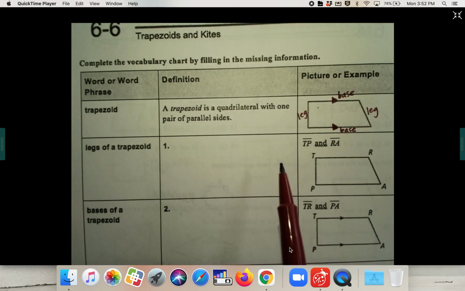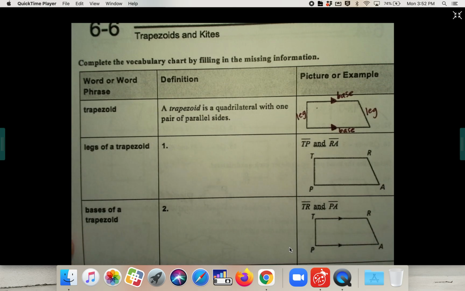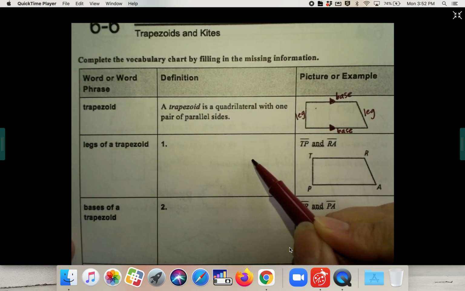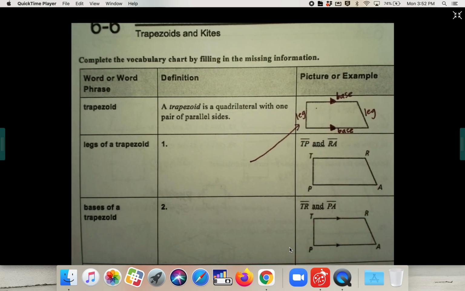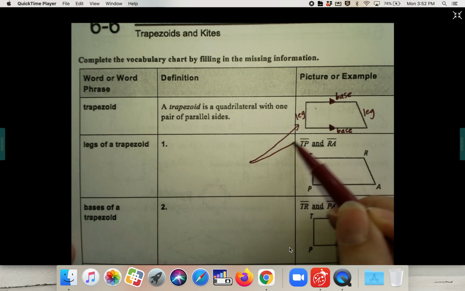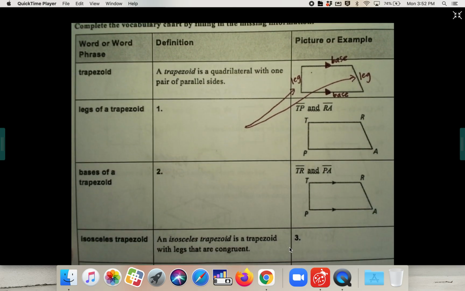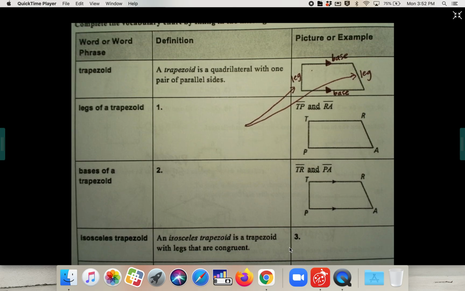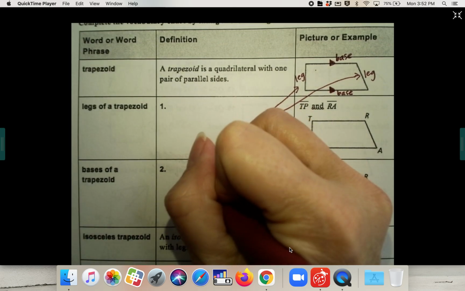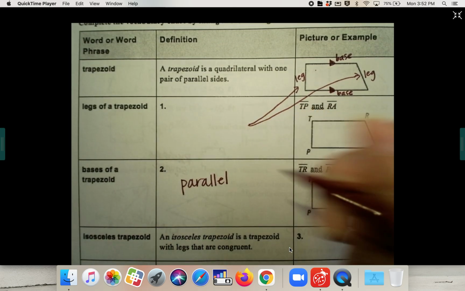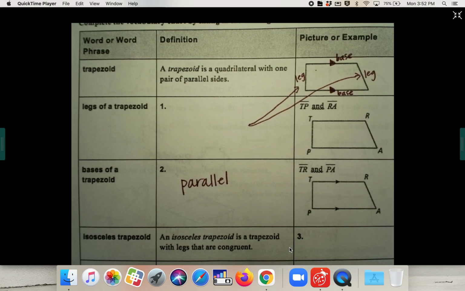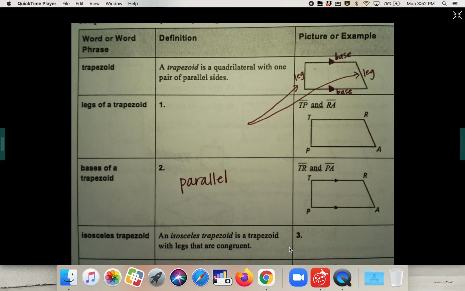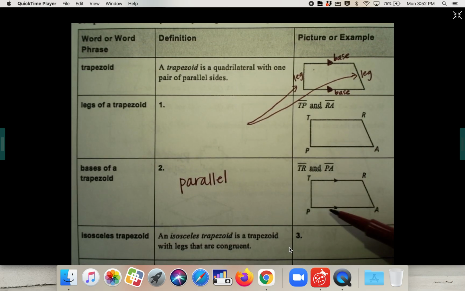Moving on to the next one. The legs of a trapezoid would be here. I'll just say that we've already drawn them here. The bases of the trapezoid are parallel to each other. Bases are parallel. That's the only really cool thing about a trapezoid, besides that it has four sides. The bases are parallel. Just the bases, not the legs.